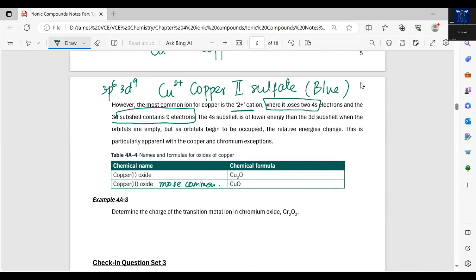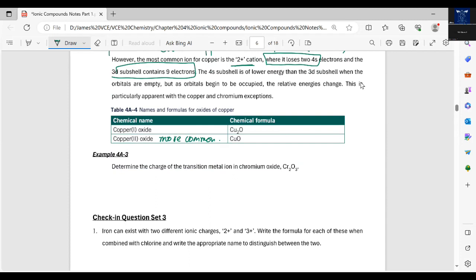Okay, they say determine the charge of the transition metal ion in chromium oxide. So in chromium oxide, which one is a transition metal? Definitely oxygen is not a metal. Obviously, chromium is the metal. So how are we going to decide? In oxide, oxygen is always 2 minus. So you have 3 oxygen, that means 3 times minus 2. Then we need to find the charge of this one, so probably x times 2 for the chromium. If you add up together, what is the total charge of a compound? Any compound, what is the total charge?